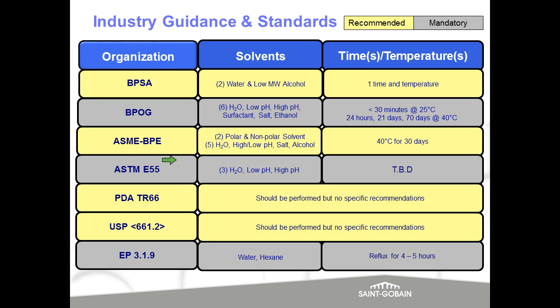If we look at where the ASME BPE is, their current guidance that's going through for the 2016 standard, which still hasn't been approved, but it's in draft form, is they have 2 categories of testing. One is similar to our material characterization, where they recommend 2 solvents, 1 polar and 1 nonpolar. And then for their in-process testing or simulated process model solvents, they recommend up to 5: a water, high and low pH, a salt, and an alcohol. Generally, it's 40 degrees C for 30 days.